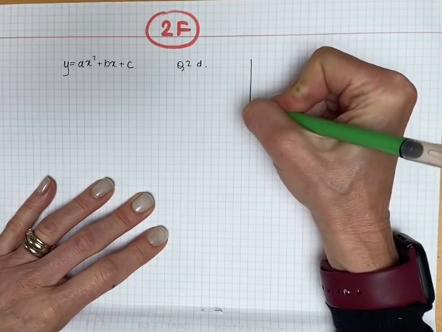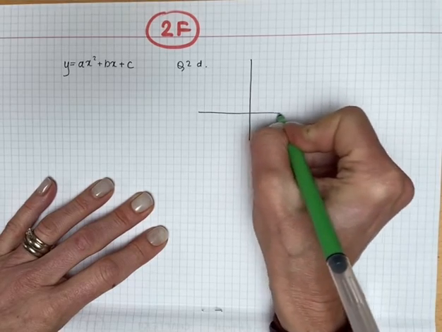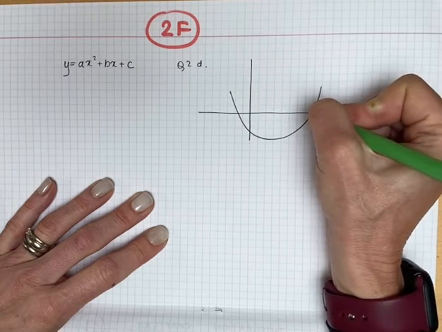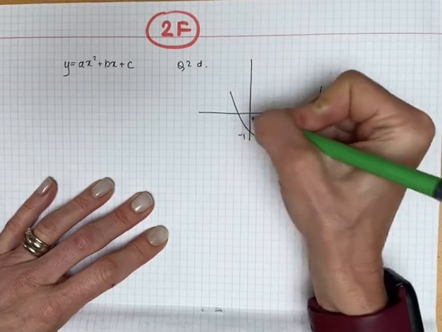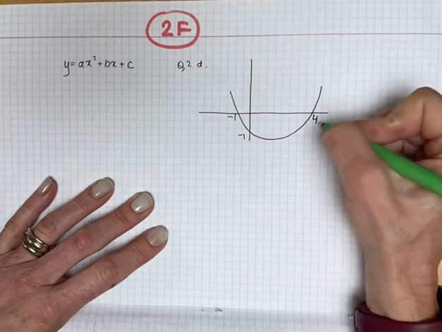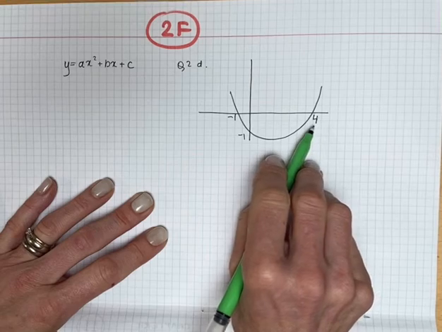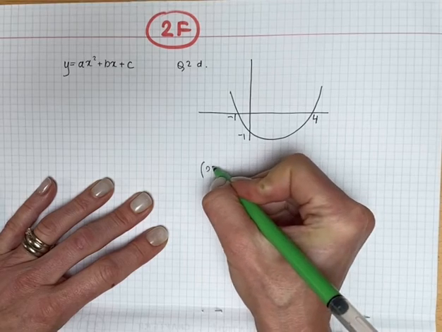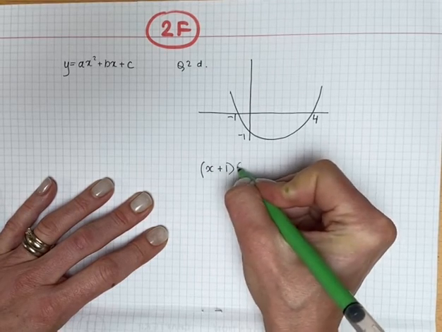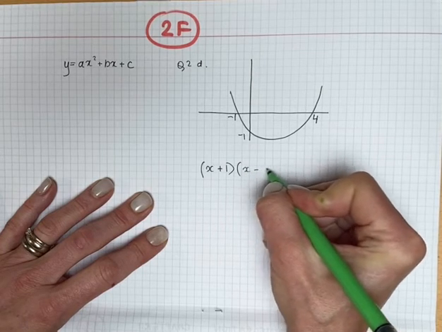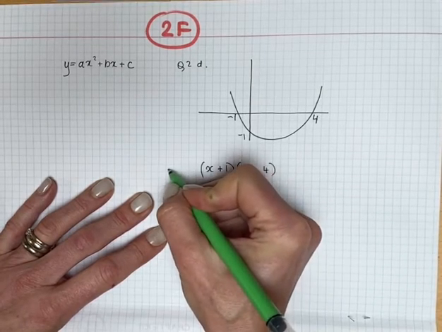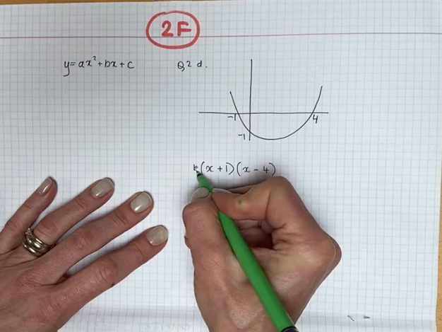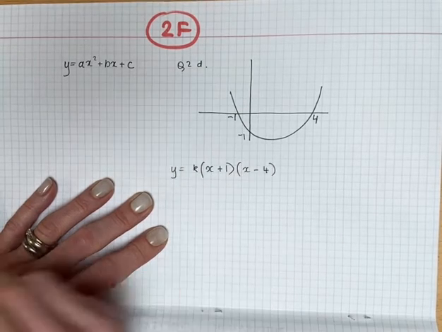In this question you have a graph given and it clearly goes through -1 on the y-axis, and -1 on the x-axis, and through 4. So the roots are -1 and 4. What this tells me is that my roots must have come from two brackets, one with x plus 1 and one with x minus 4. However, I don't know whether this graph was stretched or not, so I need to allow for that by saying that it's a multiple k of this bracket.